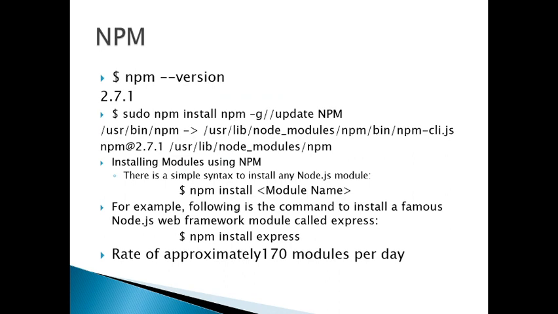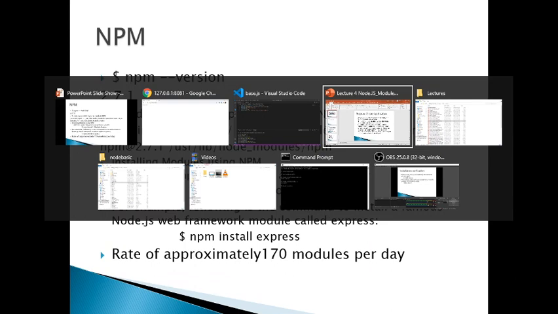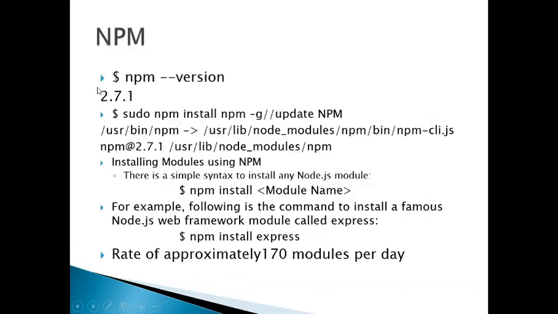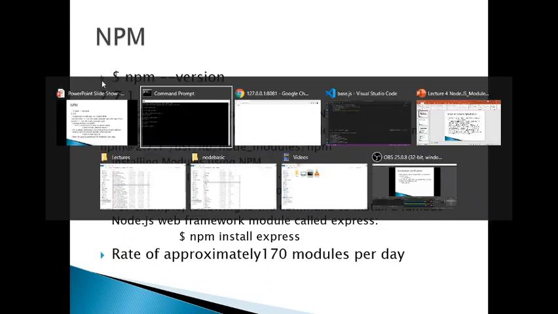To install a new module, there is npm, the node package manager. The node package manager is automatically installed on your system. You can also check the version of your node package manager, like if I write npm minus v. Currently npm version 6.14.6 is installed on my system, and you can see how fast this npm is changing day by day. It is installed by default with your node installation.